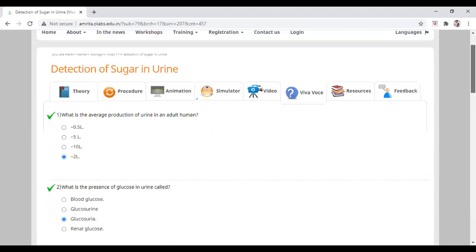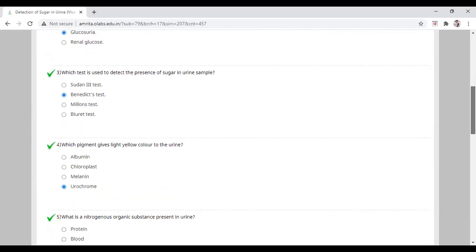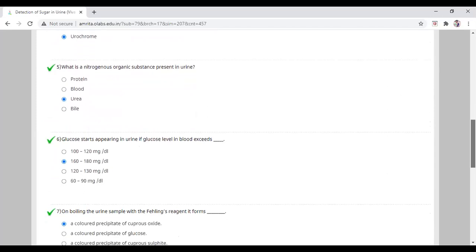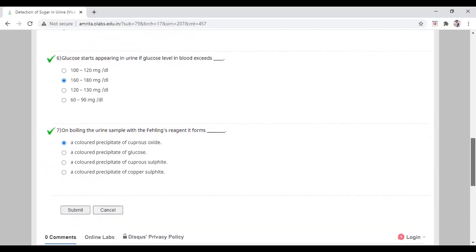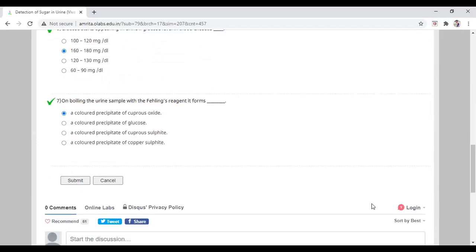So the first is correct, 2 liters average. What is the presence? Glucose urea. Which test is used? Benedict test. Which pigment gives light yellow? Urochrome. What is the nitrogenous organic substance? Urea. Glucose starts appearing at 160 to 180. And on boiling the urine sample with Felling reagent, a colored precipitate, cuprous oxide, is formed.